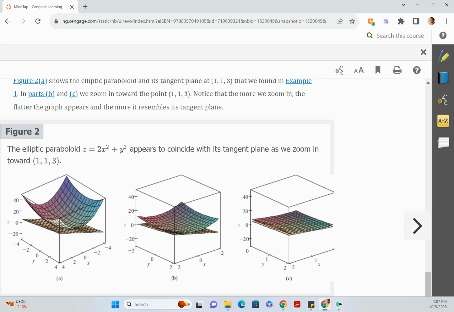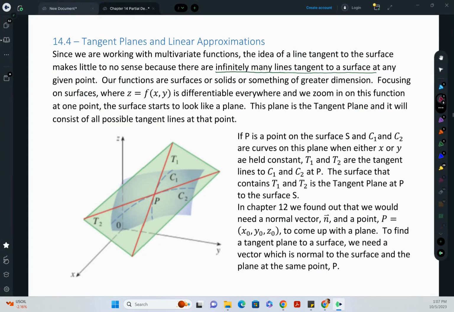That's the idea: if we were to zoom in at a point on a surface, it would start to look flat. The surface starts to look like a plane. And that plane, if we were to actually get the equation of the plane right there, is called the tangent plane to the surface. It contains all the possible tangent lines to the surface at that point.